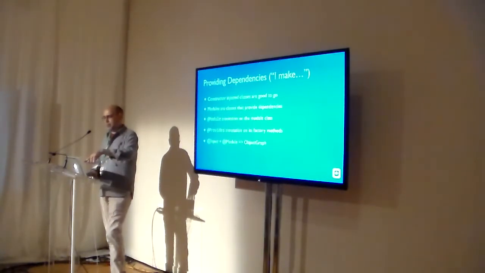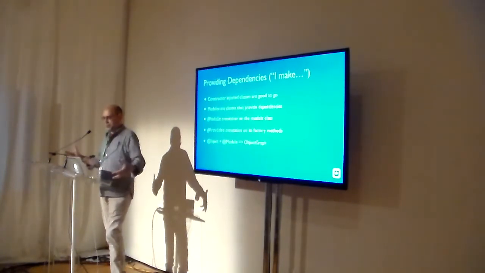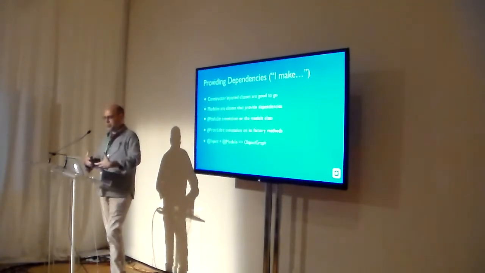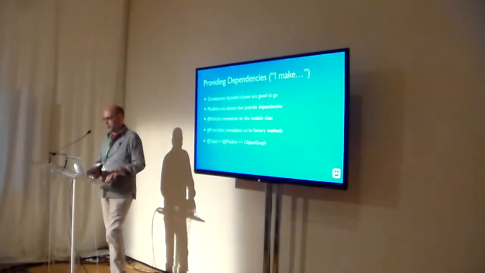We indicate a module class by annotating it appropriately. We identify its factory methods with an app provides annotation. And then we take all of this mess, our injected classes and our modules, we smush them together, and Dagger creates an object graph for us. This is the actual factory of factories. This is where all this stuff comes from.